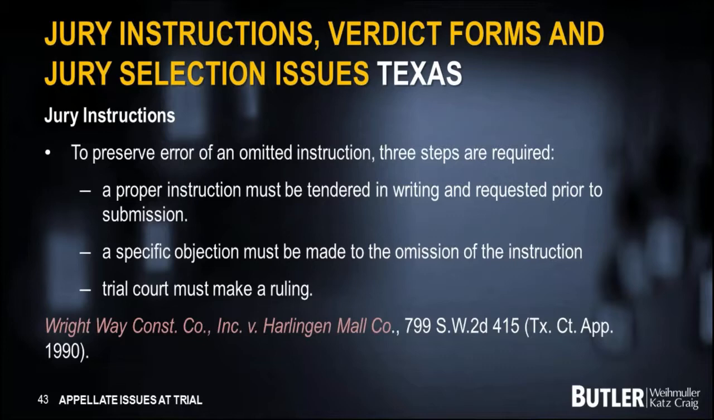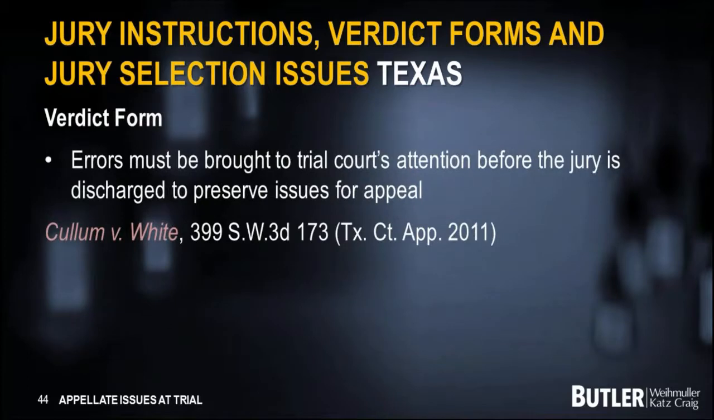So it's similar to Florida. You basically need to make a record. You need to make sure that you have your specific written instruction that you want to use. You must make sure that you object specifically on the record as to the trial court's failure to utilize that instruction, and make sure that the trial court makes a specific ruling. Why is this instruction not being used? Make sure the trial court rules on that.